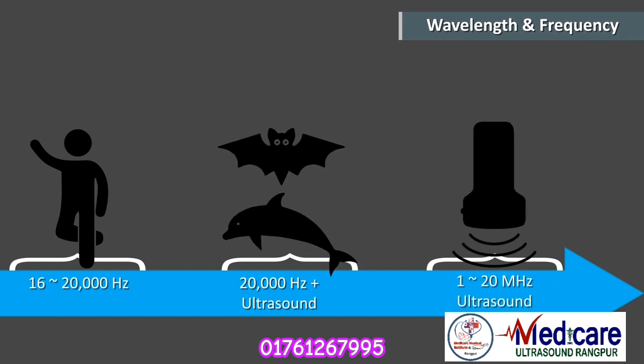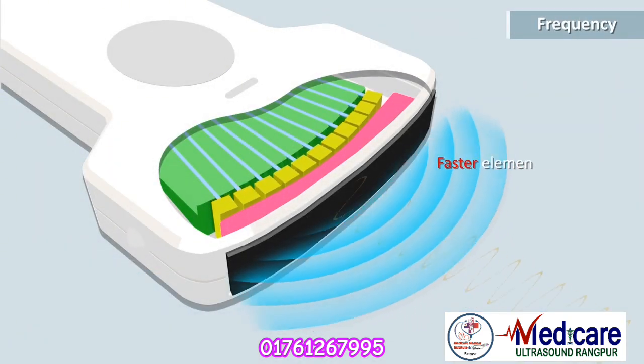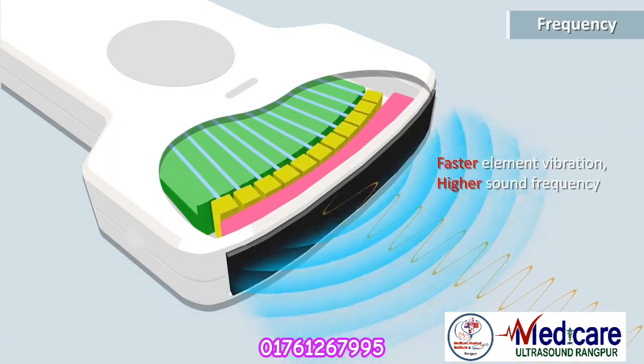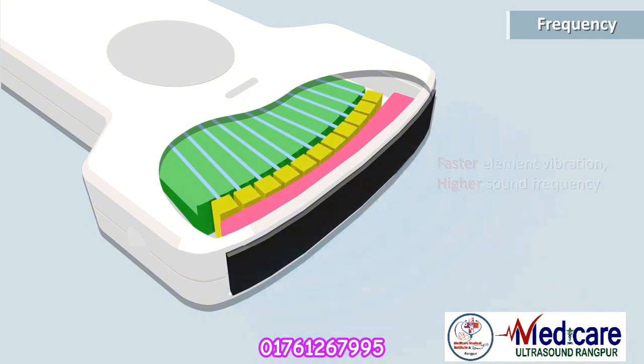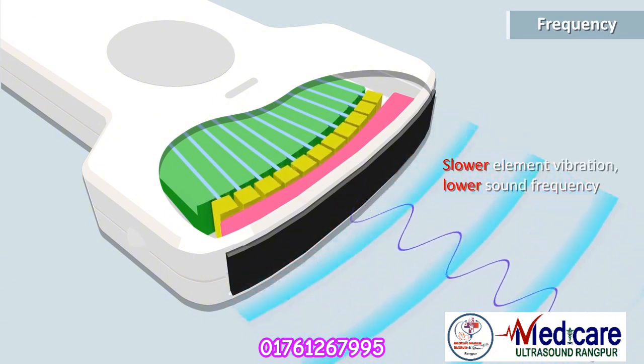In the case of typical ultrasound imaging, the frequency range is between 1 and 20 megahertz. Smaller piezoelectric elements vibrating relatively faster generates higher frequencies. Larger piezoelectric elements vibrating relatively slower will create lower frequencies.